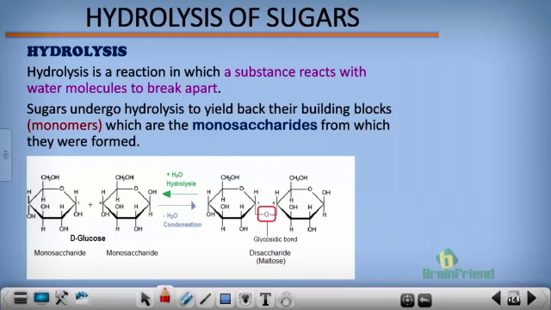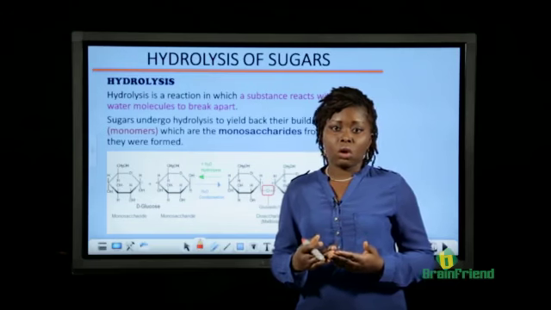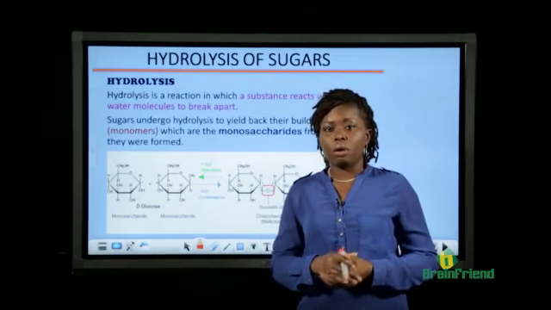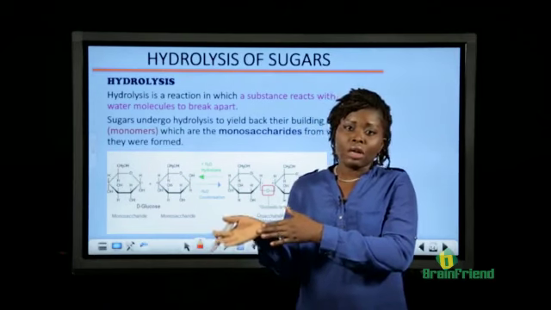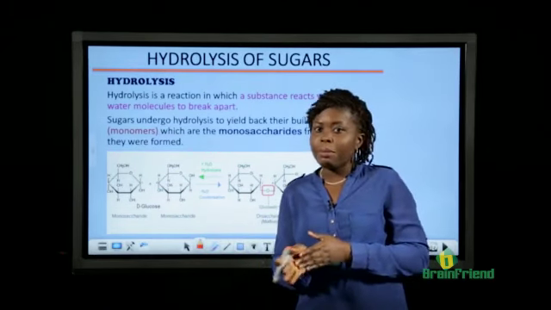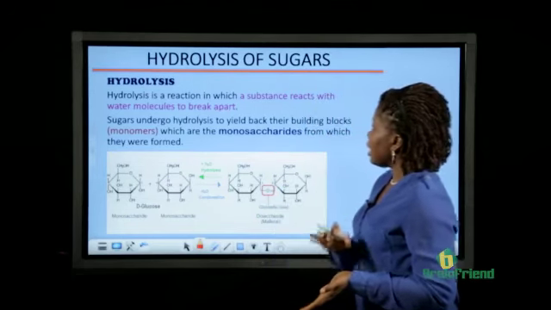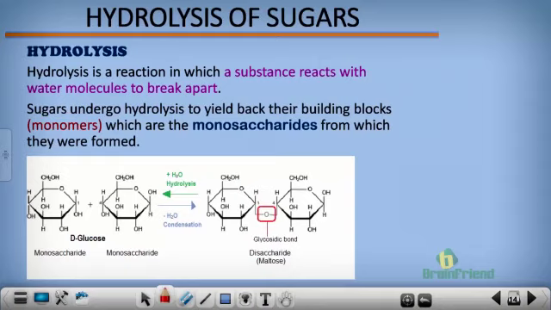Now, remember from our previous class, in part 1 of carbohydrates, we mentioned that monosaccharides undergo condensation reaction to form disaccharides, while disaccharides, on the other hand, undergo hydrolysis reaction to form back their monomers. So we'll be looking at hydrolysis of some sugars. And before we go into that, we'll look at what hydrolysis itself is. It's a reaction in which a substance reacts with water molecules to break apart.